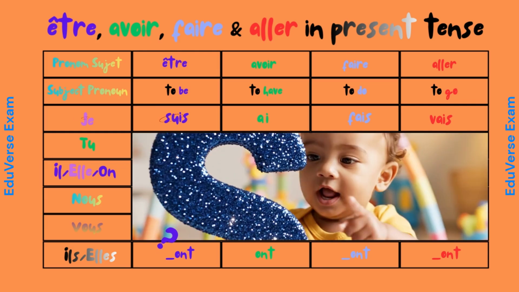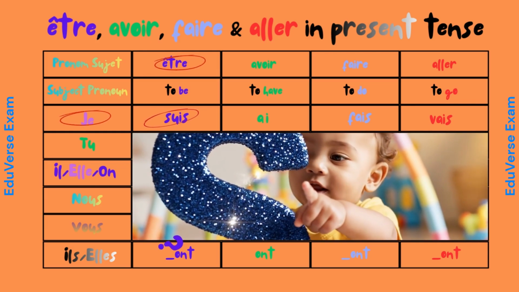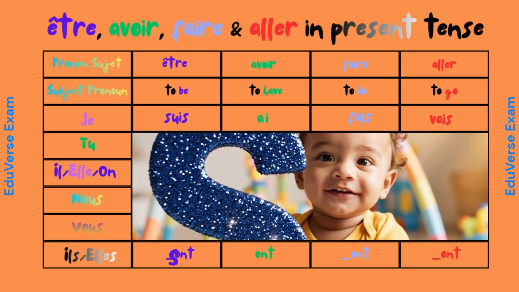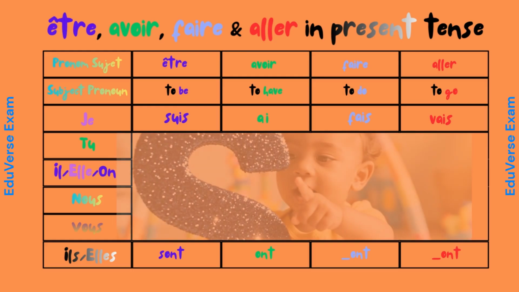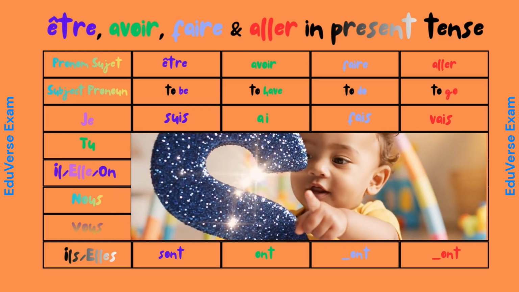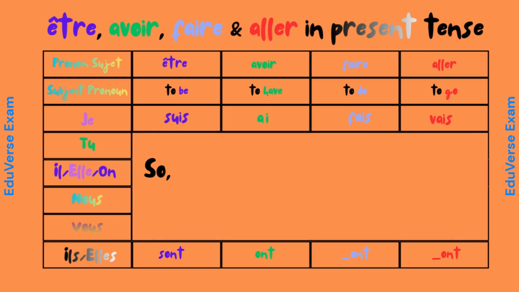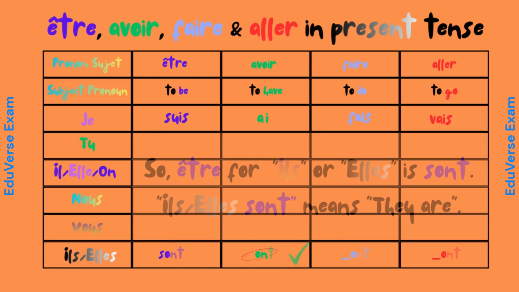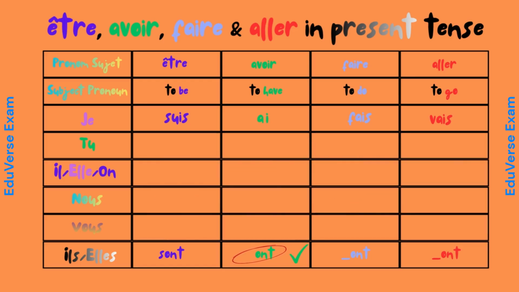What is the first letter of être? For je, it's S. So, let's bring that S down. What is être for ils, elles? Sont. Voilà. So, être for il or elle is sont. Ils sont or elles sont means they are. Let's go to the next cell.